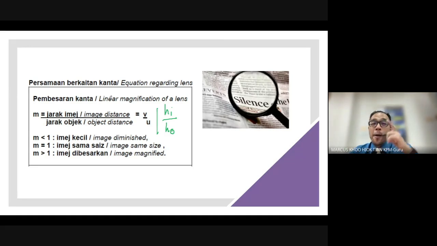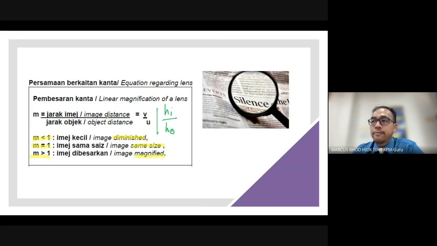Okay. But very, very important, everybody. There is a meaning to all these numbers. If your magnification is less than 1, then it means your image is diminished. If your magnification is the same as 1, then your image is the same size. But if your magnification is more than 1, then this is magnified. After all, the name is magnification, right, enlargement. If the enlargement is more than 1, it is magnified.